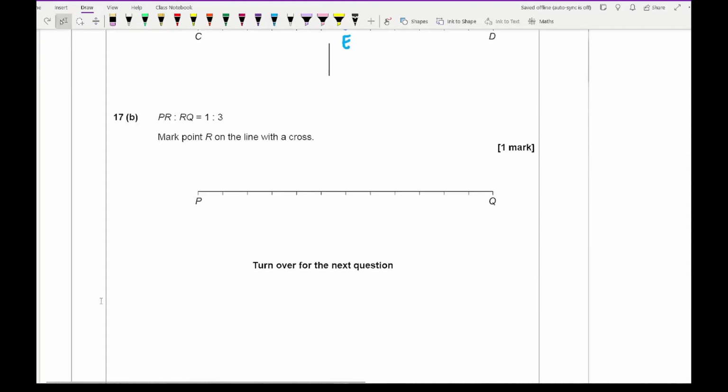Then for question 17b, it says P, R, and RQ are in the ratio of 1 to 3. So what we need to do is split the 12 parts into 4, which equals 3. So each part is going to represent 3 lines. And we want the ratio that R is in the ratio of 1 to 3, so R is going to be.